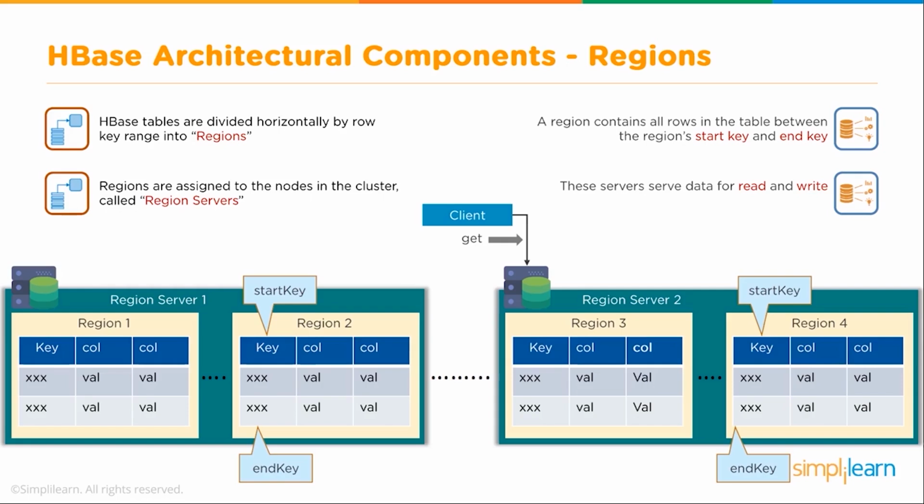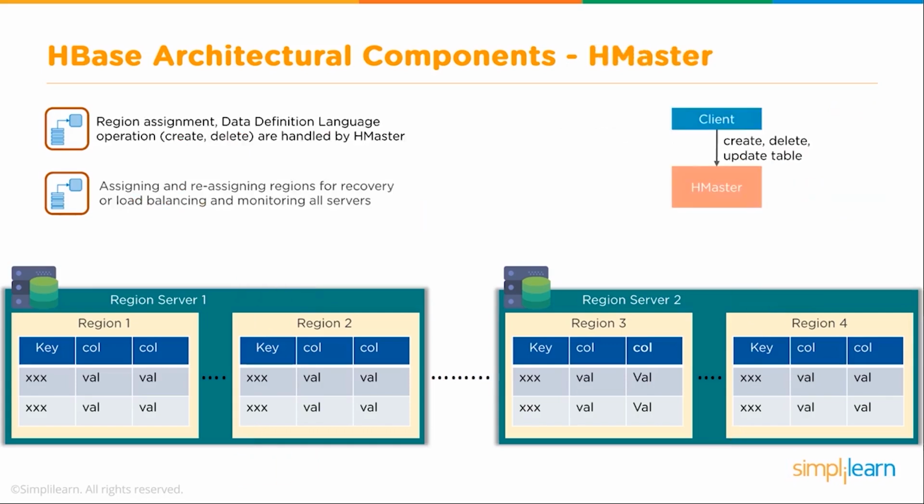You can see here we have the client, and the get sends it out, and it finds out which start keys and end keys it falls between, and then it pulls the data from that region server. Data definition language operations, create and delete, are handled by the HMaster. So the HMaster is telling it what we are doing with this data, assigning and reassigning regions for recovery or load balancing, and monitoring all servers. So that's also part of it.